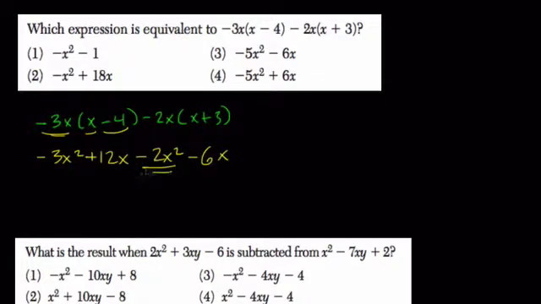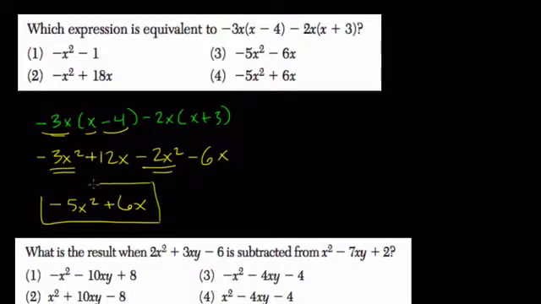Here, negative 2x squared and negative 3x squared is negative 5x squared. And then we have plus 6x. So here, we can't combine these any further. So that's our final expression. So we're going to factor it out, but we're not going to here. I'm going to pick choice 4.